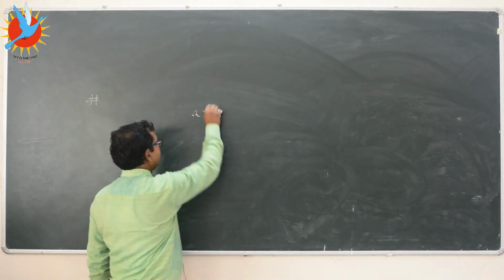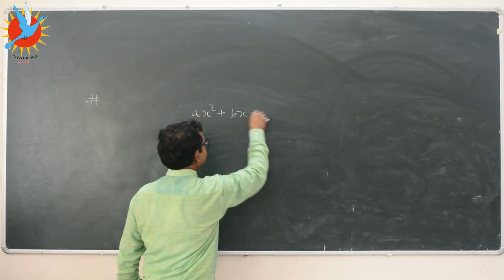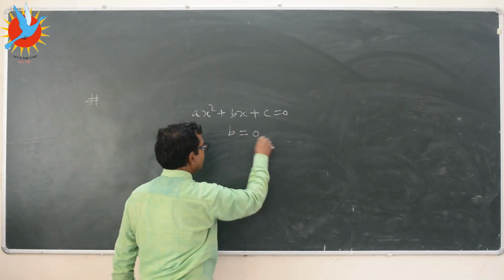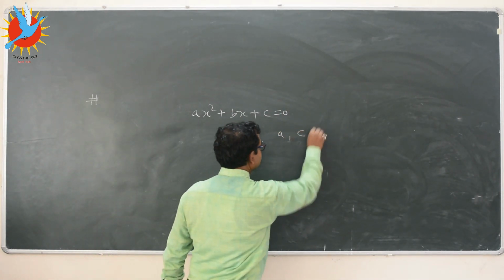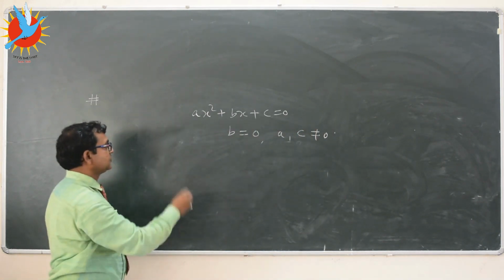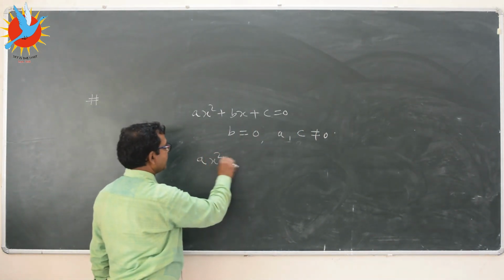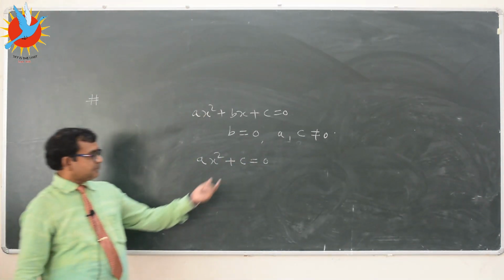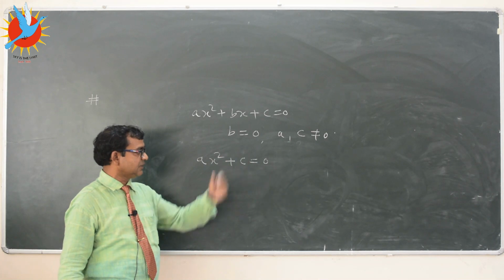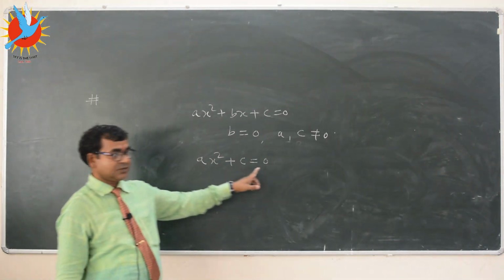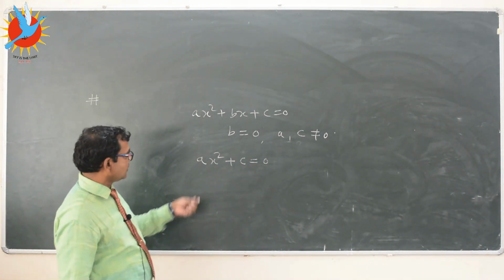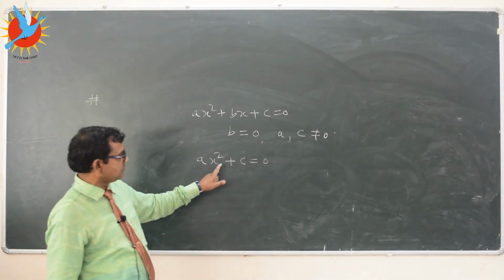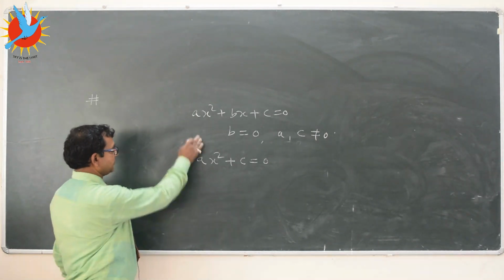That is, if ax square plus bx plus c equal to 0 is a quadratic equation, and if you take b equal to 0 and a and c not equal to 0, then the form of this quadratic equation will be ax square plus c equal to 0. If the sign of c is plus, then this will give an imaginary number solution, and if the sign of c is minus, then it will give the solution as a real number.